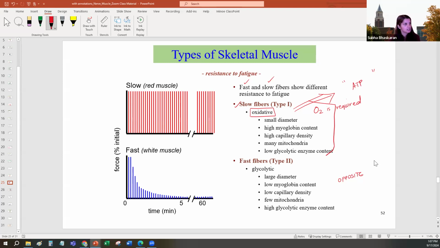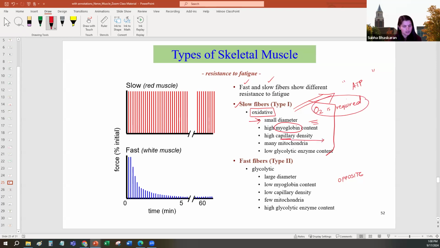Make sense? Right? So slow oxidative type 1 fibers get it from oxidative phosphorylation. It seems that they have a smaller diameter, okay? And then high myoglobin content. What is myoglobin? Very similar to what you see on the red blood cells. What do we have? Hemoglobin, right? So myoglobin has a lot of oxygen content. Remember, oxygen is required. High capillary.